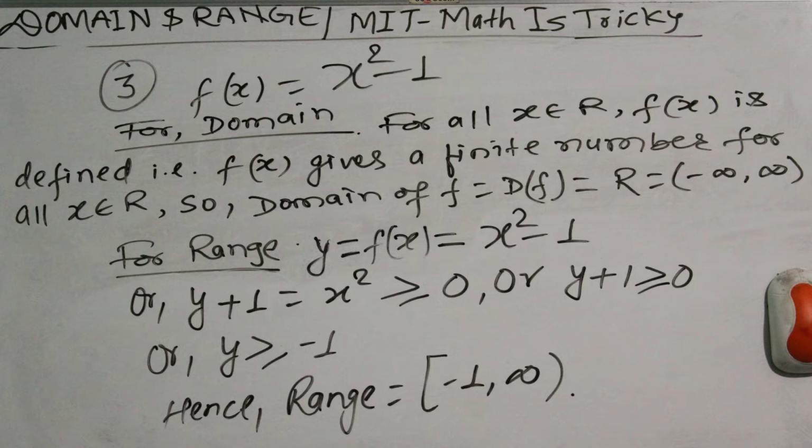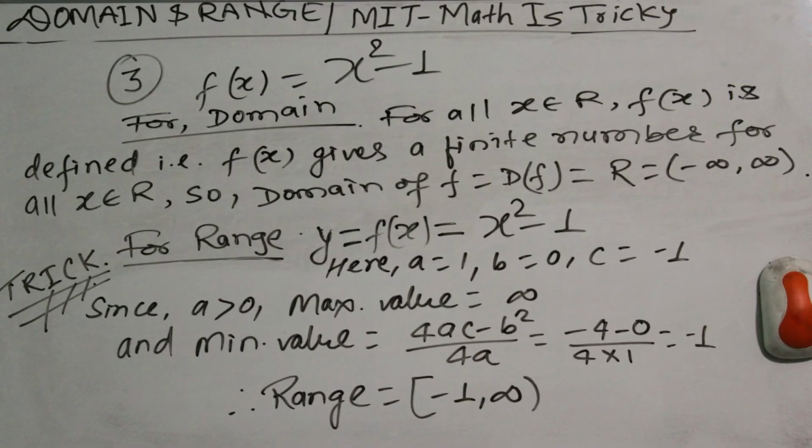Now for range, as before, we'll try to express the right hand side as a whole square. Already the variable is in terms of a whole square, so we can write y plus 1 equals x square, and x square is always greater than or equal to 0. So y plus 1 is greater than or equal to 0. So y is greater than or equal to minus 1. It means the value of y will always be greater than or equal to minus 1. It means the range will be the closed interval minus 1 to infinity. Now by the trick method also we have the same answer.